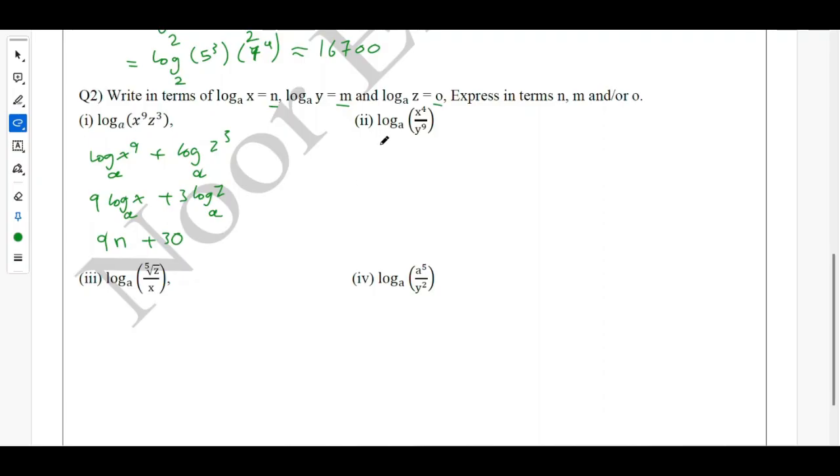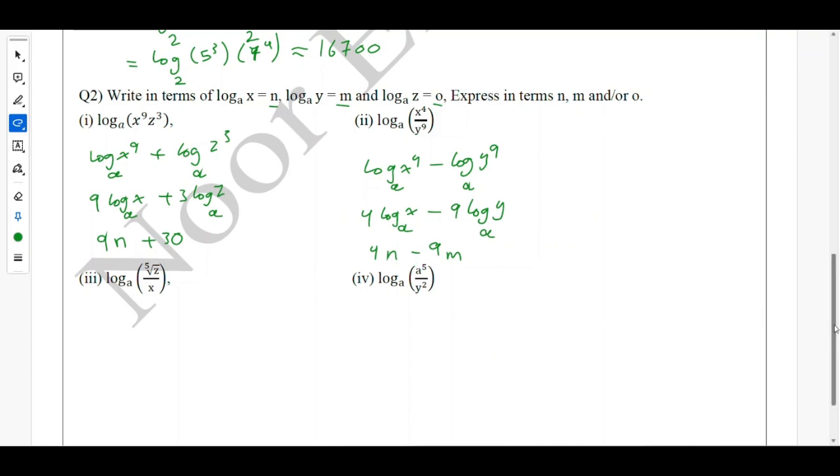Next, I have to split them first. The division gives me subtraction. Log x to the power 4 base a minus log y to the power 9 base a. The power becomes a coefficient: 4 log x to the base a minus 9 log y to the base a. So I'm talking about 4n minus 9m.